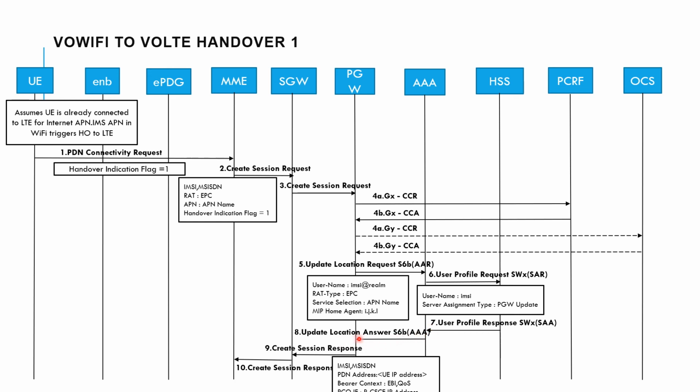Then the P gateway sends a create session response message back to the S gateway. And in this we have the UE IP address, the PDN address, and the bearer context. The bearer context contains the QoS information, which is the bearer identity, QoS, and all other parameters which are required for setting up a bearer. This create session response goes back to the MME.